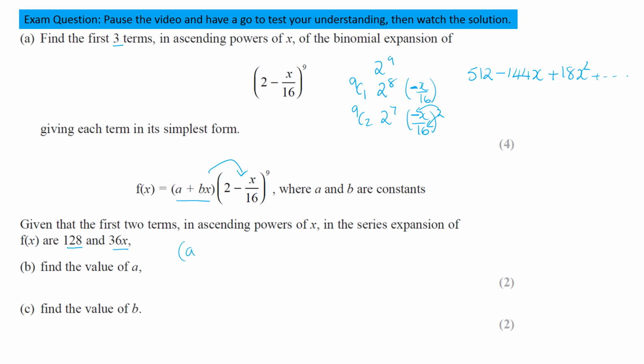So let's write a plus bx times the thing that we've just started to expand, which is going to be 512 minus 144x plus 18x squared plus dot dot dot the rest of the expansion. Now to get this constant term, that's only going to come when we multiply these two together. So 512a is equal to 128, and a is going to be 128 divided by 512, which is a quarter. Find the value of b for part C.